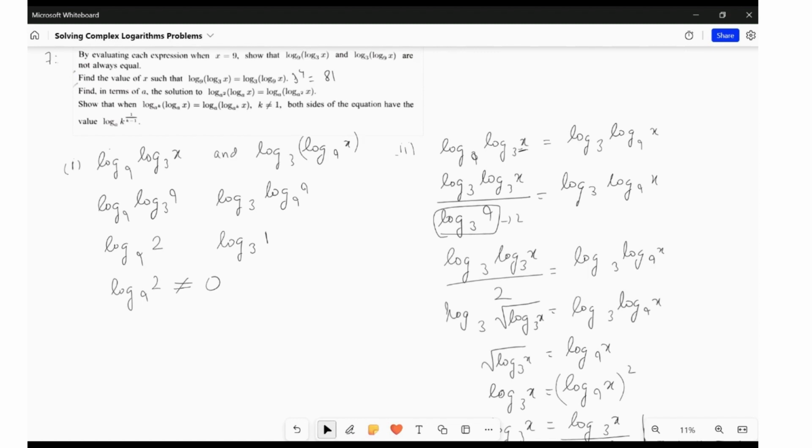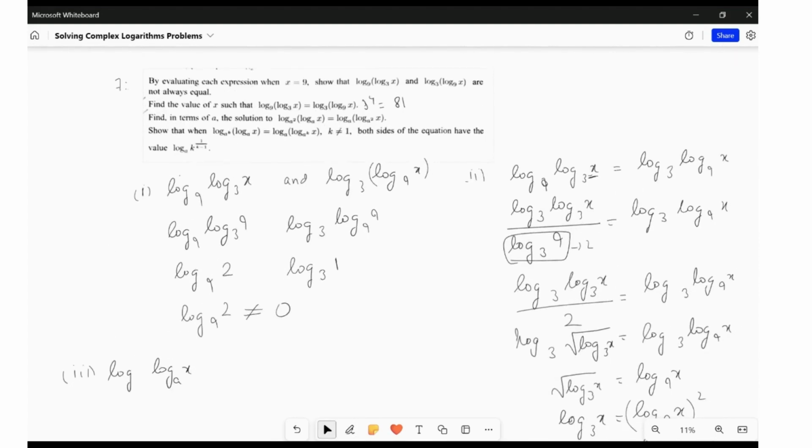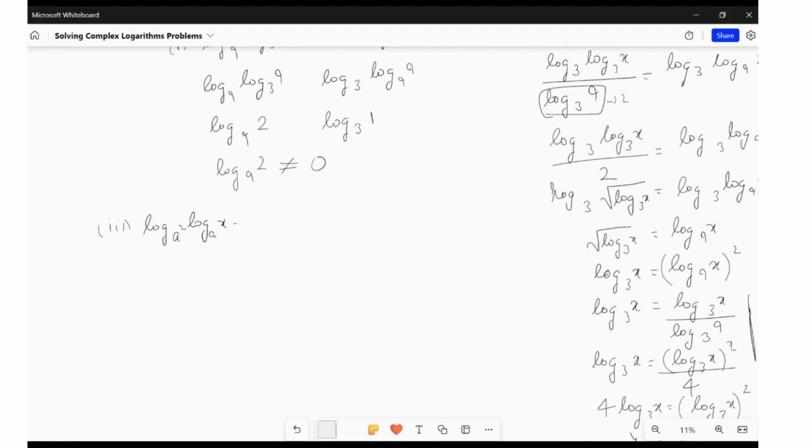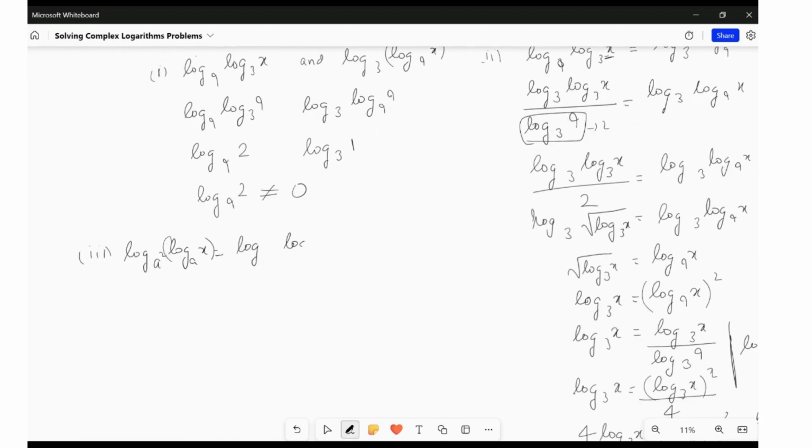Now we have a third part in which it says find, in terms of a, the solution to log of (log x base a) whole to the base a square is equal to log of (log x base a square) whole to the base a. Now it's nothing but the same problem, but in variables. So we'll solve this. Log of (log x base a) base a square is equal to log of (log x base a square) base a.